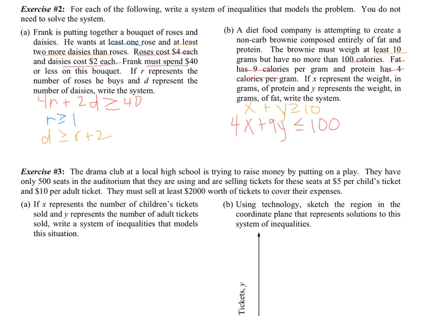So, all of the children plus all of the adult have to be less than 500 because there's only 500 seats, but you can include 500. But then children's tickets are $5, adult tickets are $10, and they have to at least make $2,000.